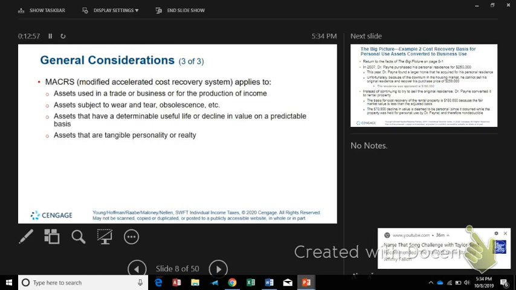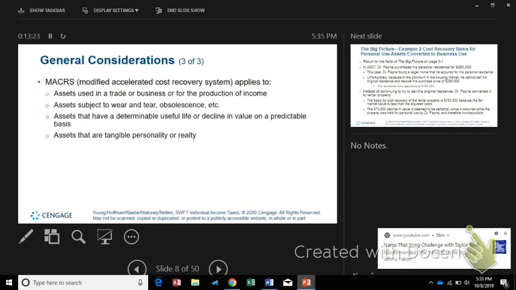So assets have to be used in the trade or business or for production of income. They have to be subject to wear and tear, hence the depreciation. They have to have a determinable useful life. You cannot amortize something or depreciate something if it does not have a useful life, which is why there are only two intangible assets that can be amortized. Do you guys know what those are?